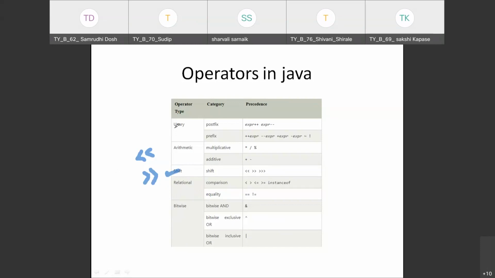Remember this. This unary operator we call increment or decrement. Then we have arithmetic, and then we have the shift operator. The shift operator is nothing but the bitwise operator. So we have left shift or right shift operator. Here we are going to perform on bits, and there will be a bit by bit operation.